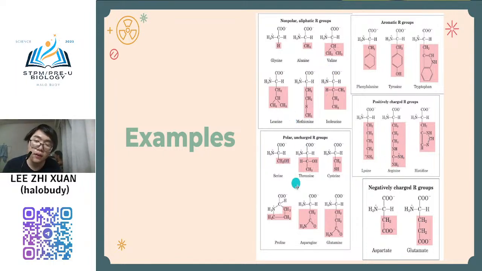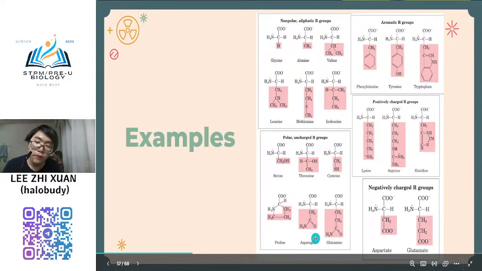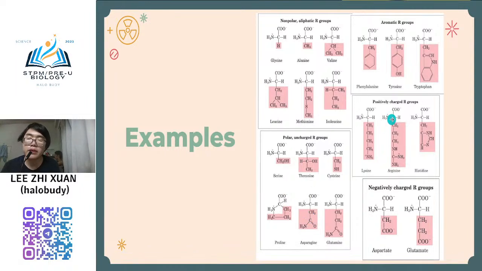Another one, this asparagine and also glutamine, they are polar, but they are not basic. Why? Because they have an amide group, C double bond O and NH2. This one is not considered basic. They cannot accept a hydrogen ion easily, so they are not considered positively charged. They are polar amino acids. Okay.